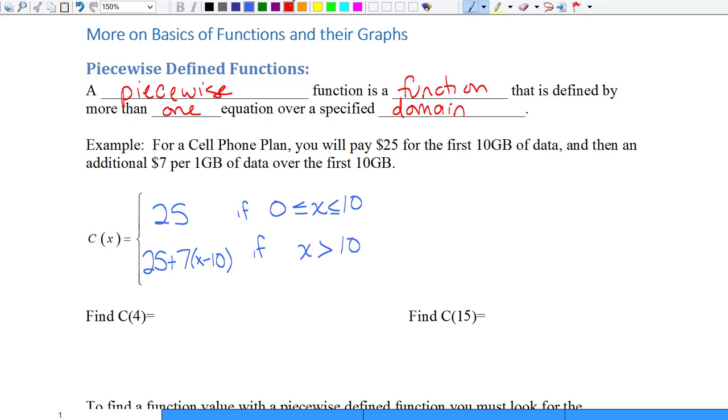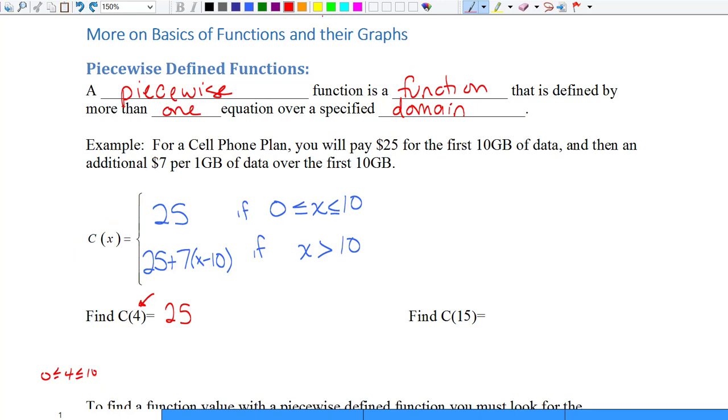Okay. So let's say we're trying to find C of 4. This 4 means x, or the amount of gigabytes. So we're asking, does 4 belong in anything between 0 and 10, or does it belong in anything greater than 10? Well, 4 is between 0 and 10, so the first rule applies. So the cost would be 25. If you have 4 gigabytes of data, you're going to pay $25. Why? Because you plug that into the first function of your piecewise function.